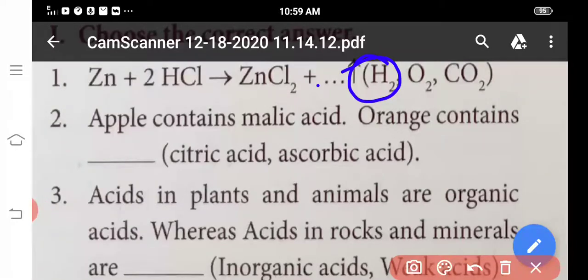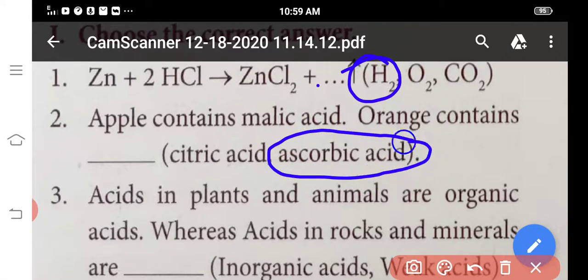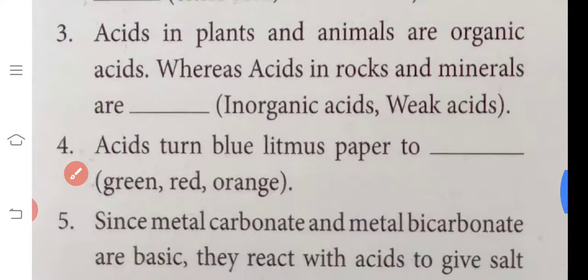Then apple contains malic acid. So orange contains ascorbic acid. Okay. The next one, acids in plants and animals are called organic acids. Okay, then acids in rocks and minerals means mineral acids or inorganic acids. So the answer is inorganic acids. Then fourth one, acids turn blue litmus paper to red.